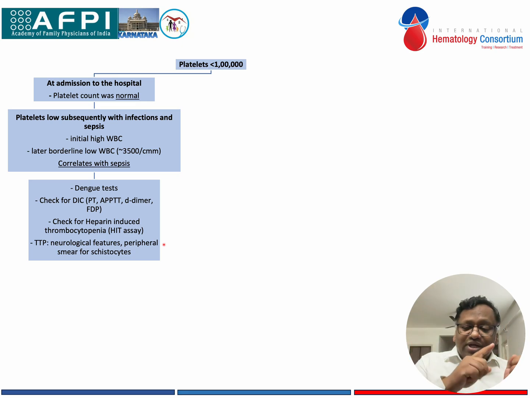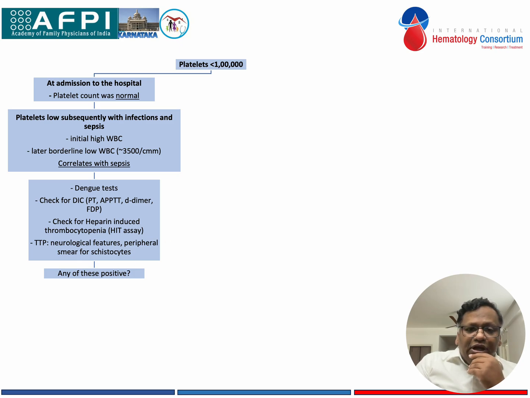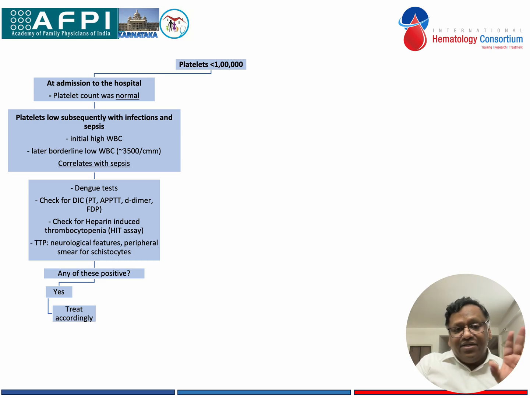So initially platelets were okay, they are dropping later, maybe sepsis, maybe DIC, maybe heparin was given, and that has led to HIT. I will also do a system review, look at the neurology, see if this is TTP coming on, what exactly is happening. Now, if any of these are positive, then I treat those conditions accordingly. So you see, in DIC, in HIT and TTP, low platelets are a secondary problem. They are not the primary problem. For these, you have to treat the DIC and the sepsis properly. Of course, for TTP, you have to give TTP specific treatment, but essentially the diagnosis drives the treatment.